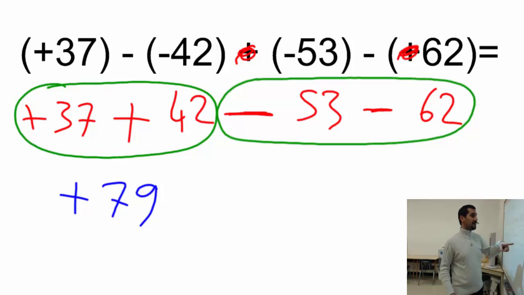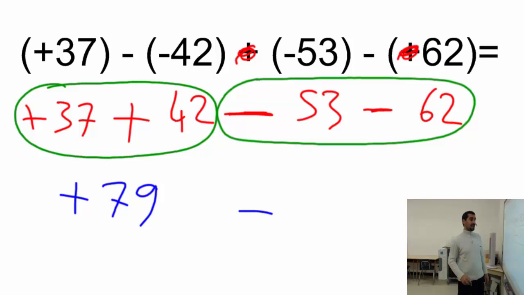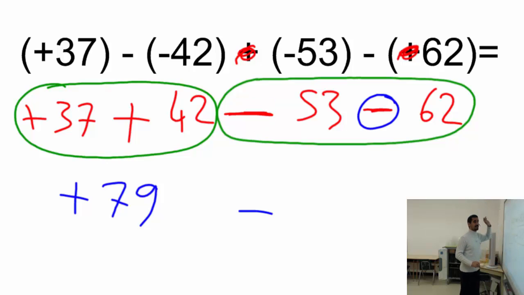What's happening over there? The big number is 62. It has a negative sign in front of it. So you're going to end up with a negative sign here. And they both have the same sign. So let's add those numbers as well. 52 plus 62, 55, 115.